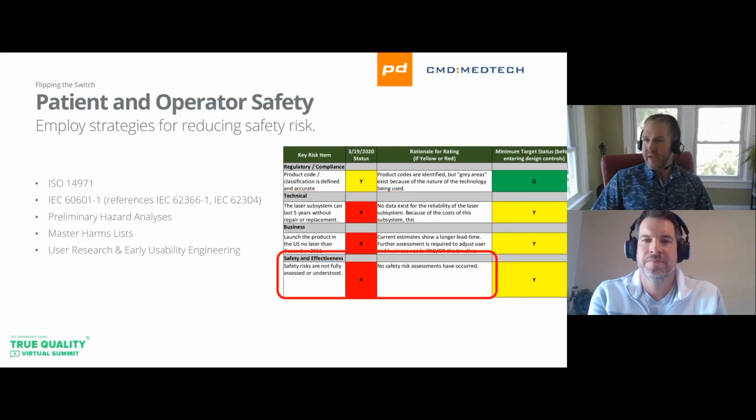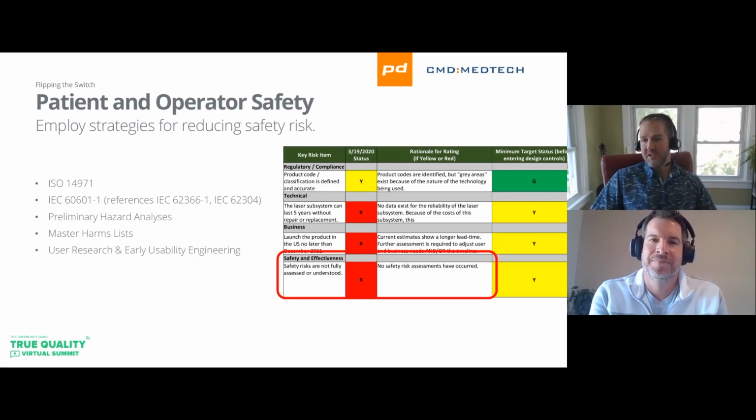So then moving on to another category, patient operator safety. A lot of this process is guided by ISO 14971, but I try to get my customers thinking about this as early as they can. And there are lots of safety risk management tools that we can employ early on in a project that are really highly effective at identifying and ultimately designing out these potential safety risks before they even come to life in a prototype. And I think the sooner we can think about and design out those risks, the more cost effective our program is going to be.